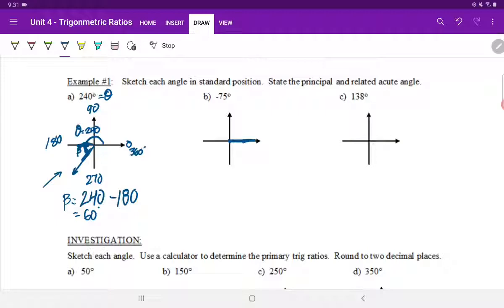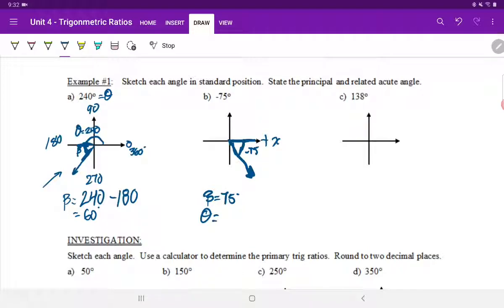Negative 75 takes us clockwise somewhere down here. Pretty sloppy there, sorry about that. That's negative 75. Well, right away I can look at that and say my beta then is going to be 75 degrees, right? Because from my terminal arm to my positive x-axis here, I'm clearly going to be 75 degrees. That's going to be my related acute angle. And you don't say it as a negative 75. You say it as a positive 75 degrees. Related acute angles are always, always, always positive.